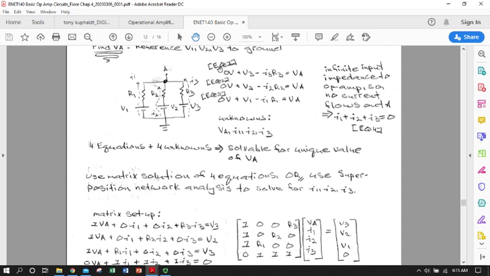That's what these EQs mean if you're reading the notes. So equation 1, equation 2, equation 3, equation 4. And then my unknowns are my voltage at node A, which I really want because that's what's going to give me the gain in the op amp, and then my 3 currents in each one of the 3 branches.